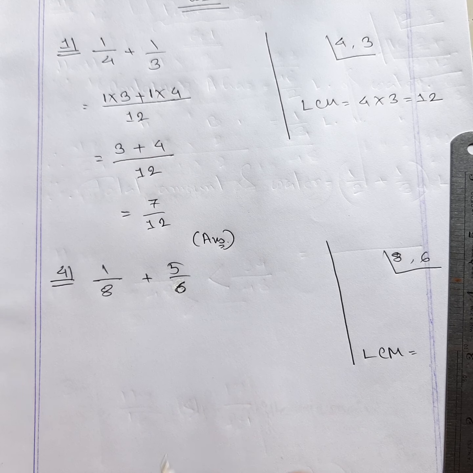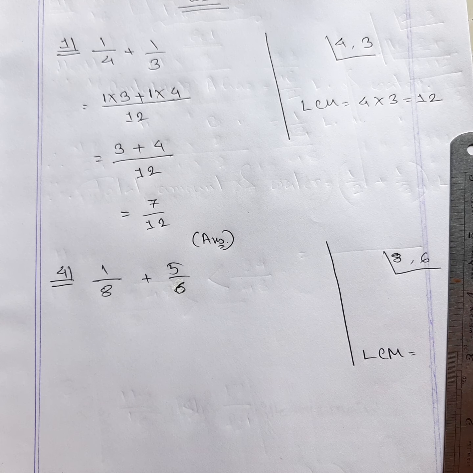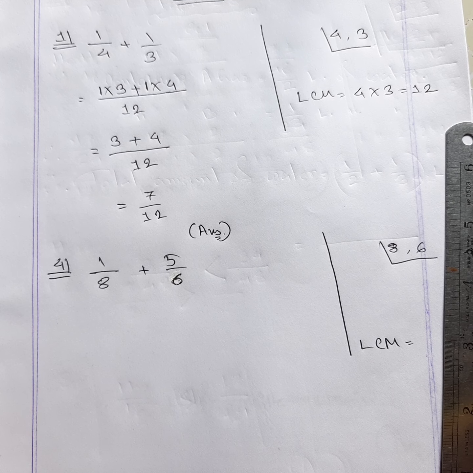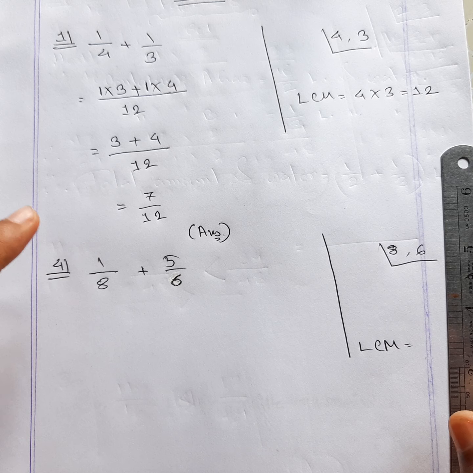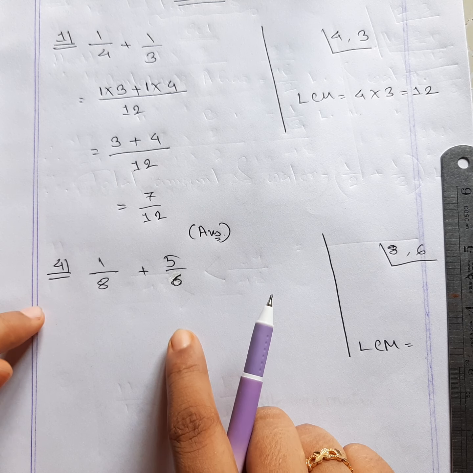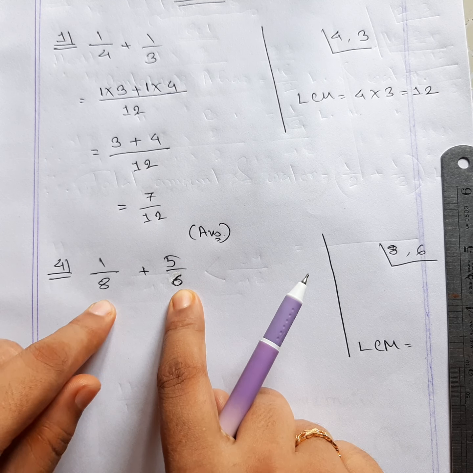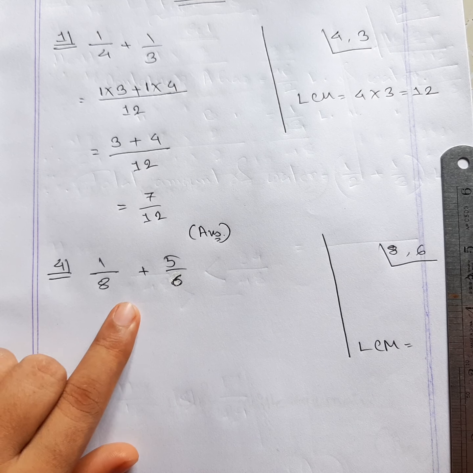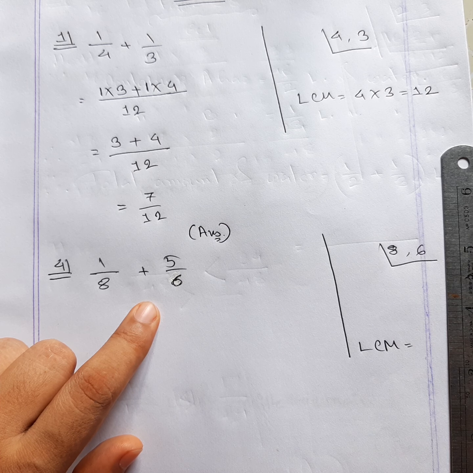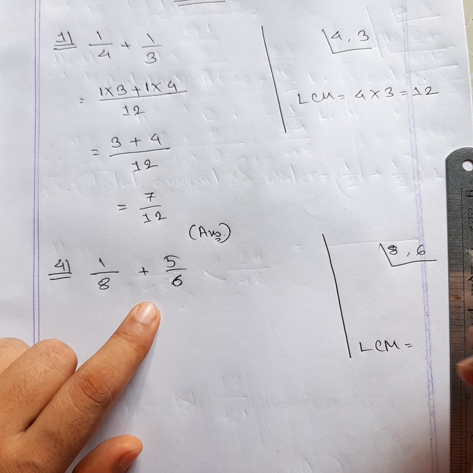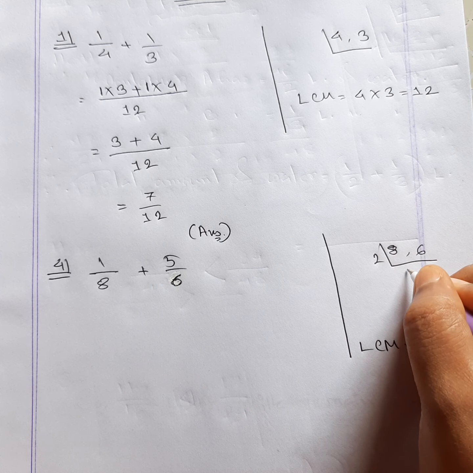I'm going to do more maths in the same way, so don't worry about it. Okay, and I can see that I have another math from the same white one, and I'm going to do that: 1 by 8 plus 5 by 6. Both have different denominators, so we are going to find out the LCM of 8 and 6. Both numbers can be divided by 2, so let's do that one first.